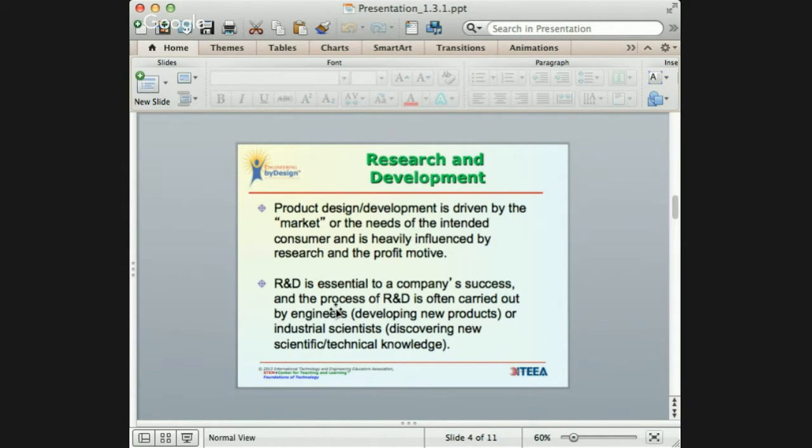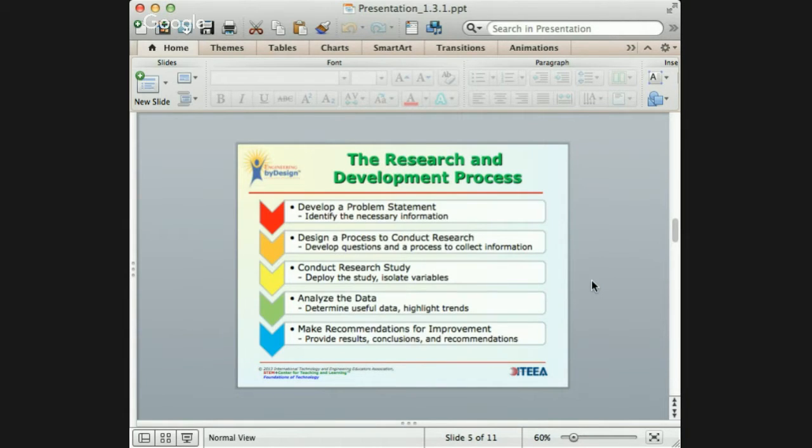So research and development is usually carried out by engineers or industrial scientists. And as you can see, engineers are usually responsible for developing new products, and industrial scientists find new technical knowledge. So if you want the people who are going to come up with the product, you want to talk to the engineers. If you want people to figure out the little bits and pieces, how things work, those are your industrial scientists.